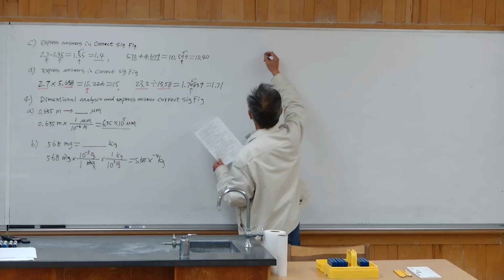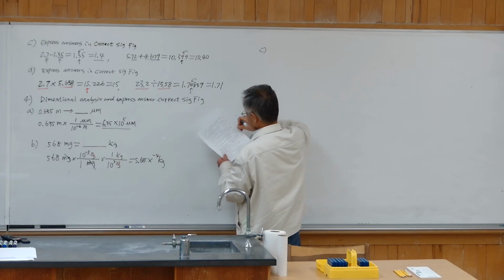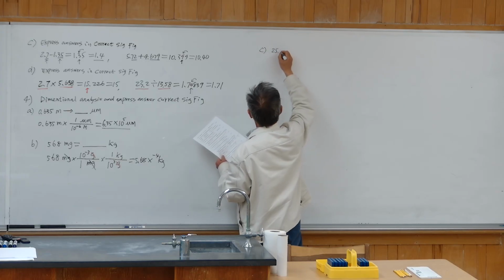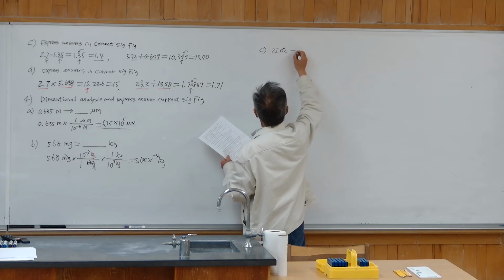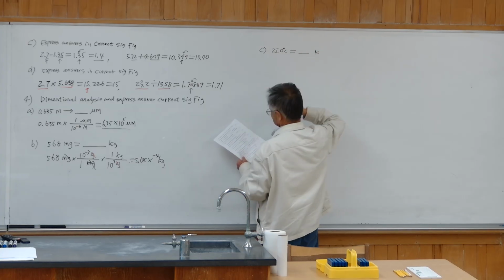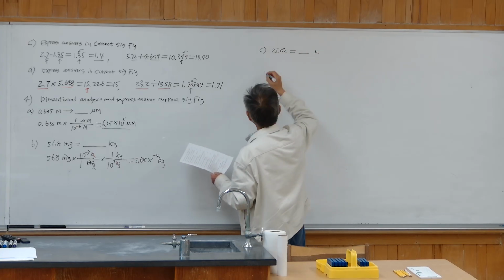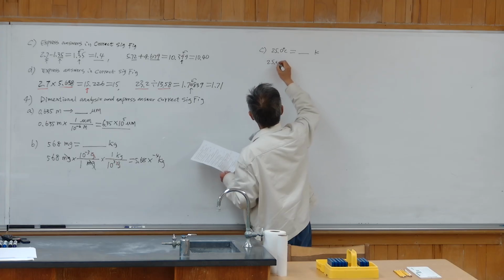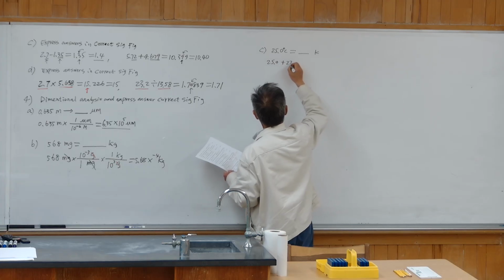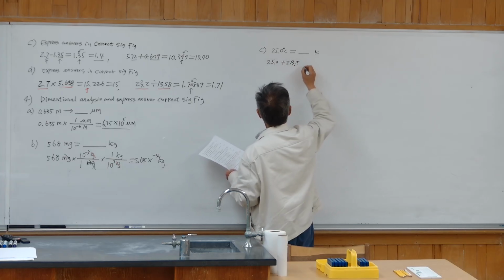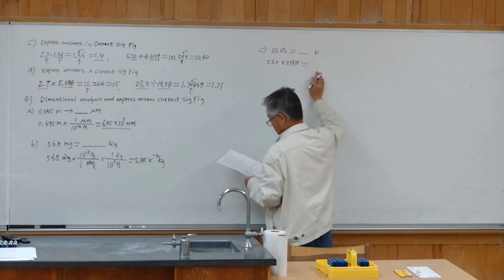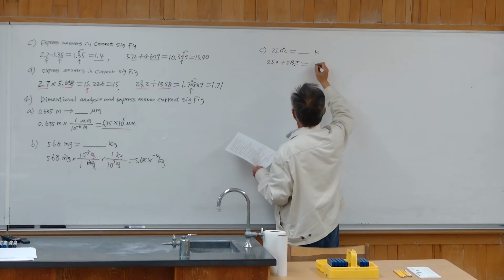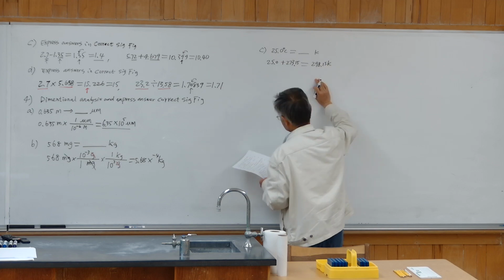Let's see. C, convert Celsius to Kelvin. This is the easiest. Celsius plus 273.15 equals Kelvin, right? So initially, this is 298.15.